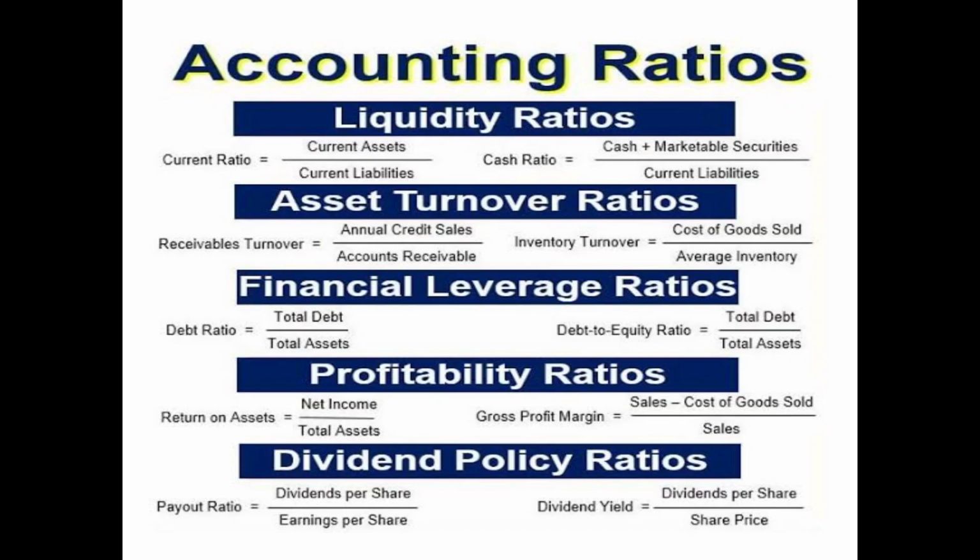Dividend policy ratios are payout ratio and dividend yield ratio. To calculate payout ratio, dividends per share divided by EPS, earnings per share, DPS divided by EPS. Dividend yield ratio, dividends per share divided by share price.